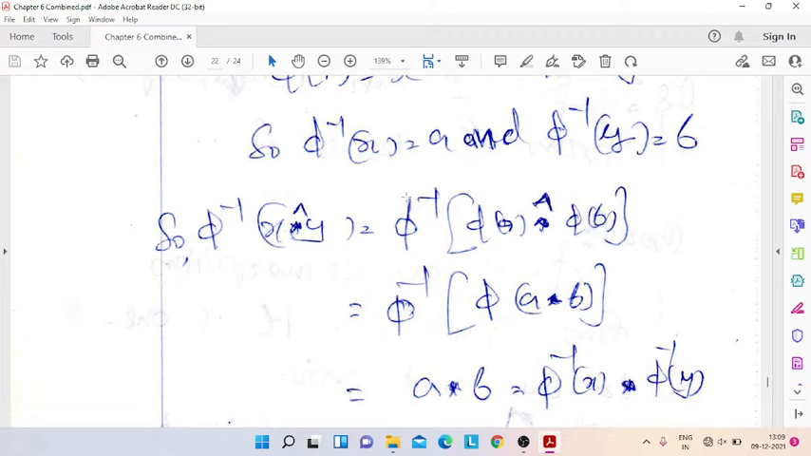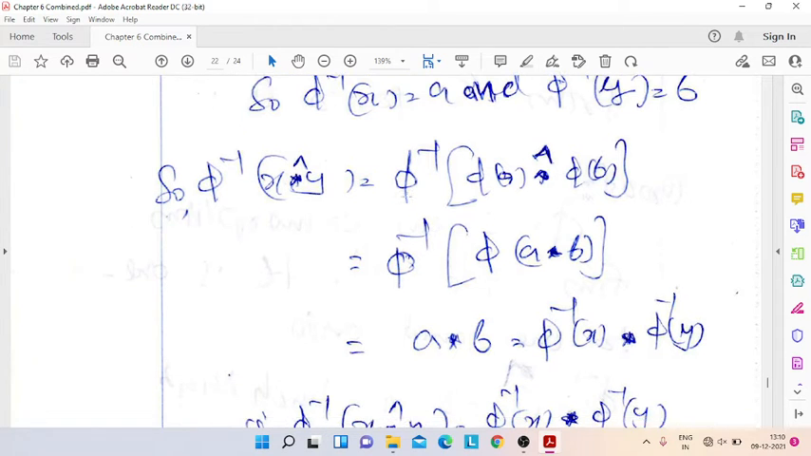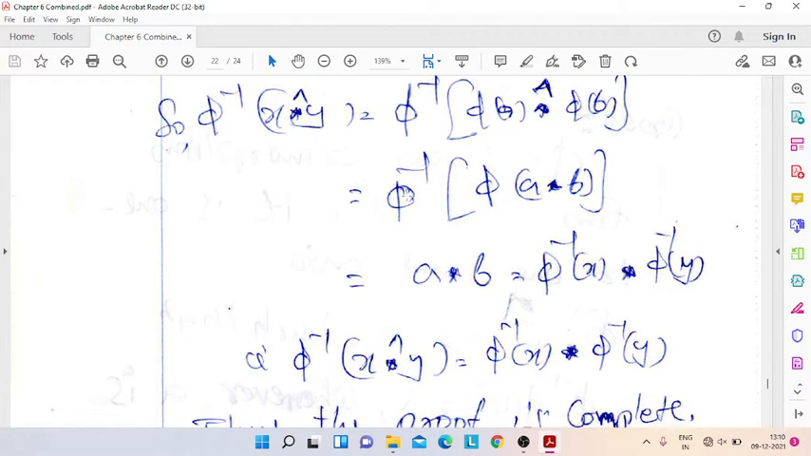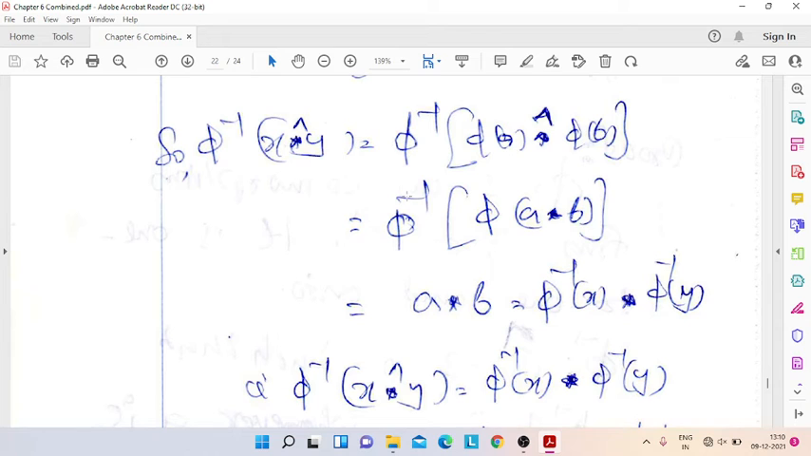And then phi inverse of x star cap y. What is this value? We consider phi inverse of x star cap y. It is equal to phi inverse of phi a star cap phi b, since x equal to phi a and y equal to phi b. We can combine this and write that it is equal to phi inverse of phi of a star b, and this expression can be combined.